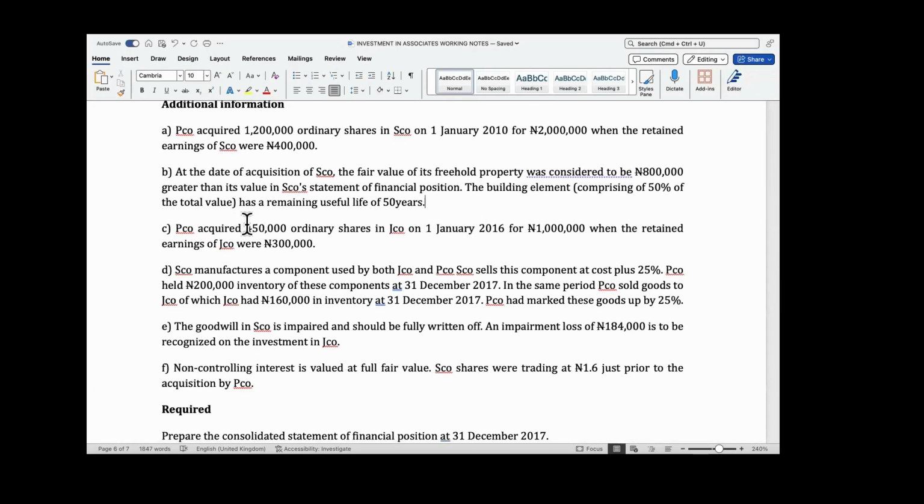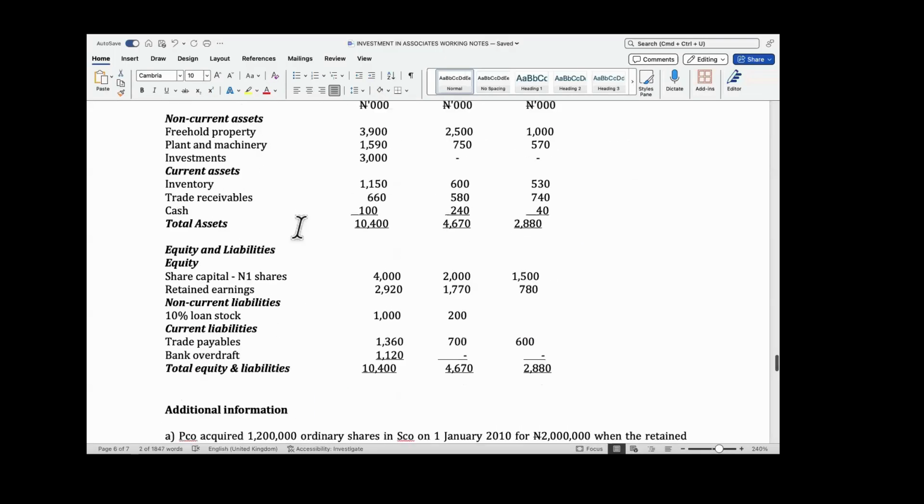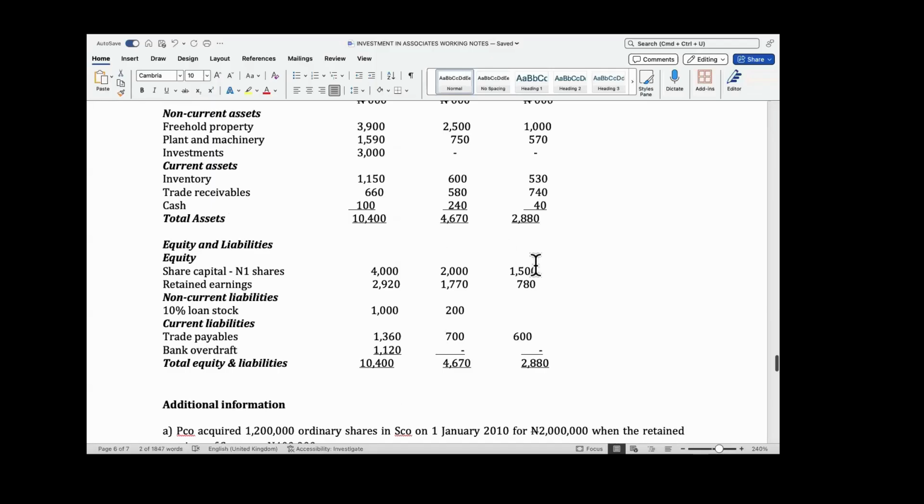Also, Pico acquired 415,000 shares in JCO for 1 million, and the retained earnings is 300. So, who is JCO? If I look at this 450, how many shares does JCO have? Oh, okay. JCO will be an associate. We'll confirm.